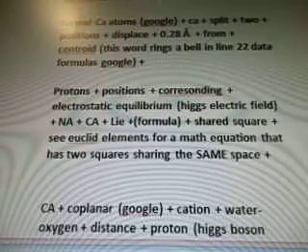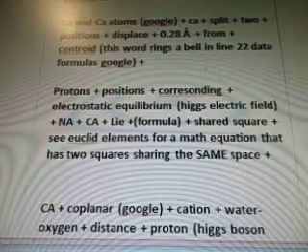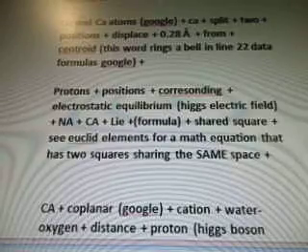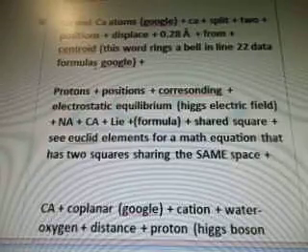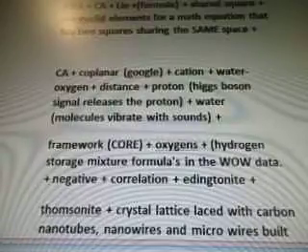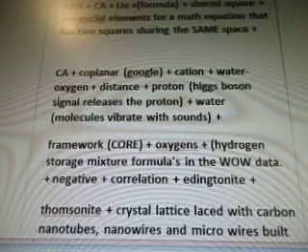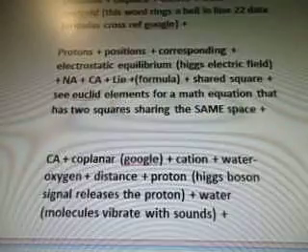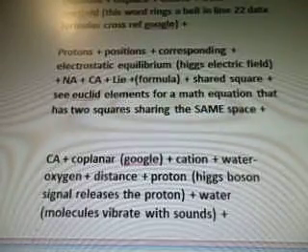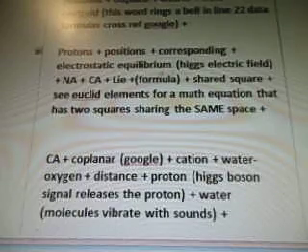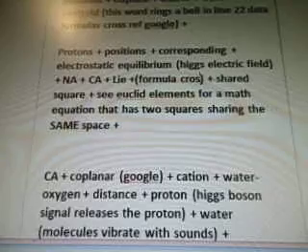Na and Ca atoms. Google Ca split 2 positions. Displace 0.28 A with a little dot over top of it, or circle, whatever you call that. From centroid, this word rings a bell on line 22 data formulas. So we're going to have to cross-reference. Protons, positions corresponding. Electrostatic equilibrium, Higgs field. I did it again. Sorry, guys. I'm not used to this yet. NaCa Li formula. Li formulas. Okay, that's a cross-reference. Sorry.